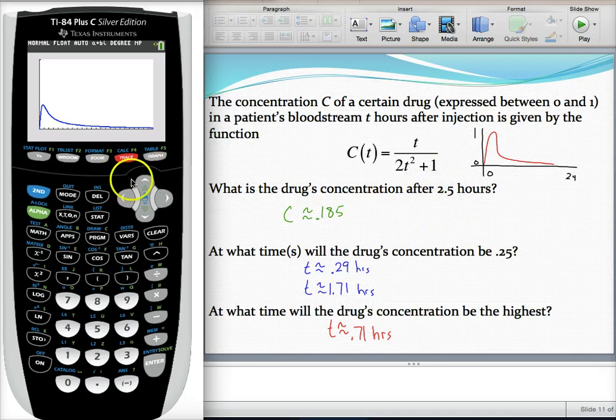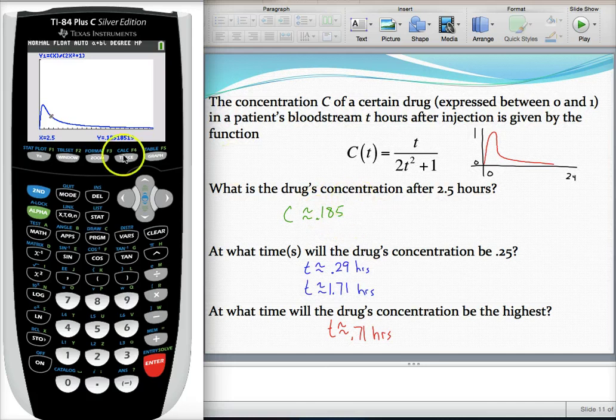Hit trace. And if you hit left or right, you can trace to different x values on your graph. The problem is, even if I were to go all the way over to 2.5, I'm probably not going to get there exactly because I'm using these weird decimals. They are just giving me random points. But what's really great is if you're in trace mode, just go ahead and hit 2.5 and enter, and it's going to jump right to where x is equal to 2.5. So my concentration after 2.5 hours is about 0.185 units. I don't know what they're measuring it in.